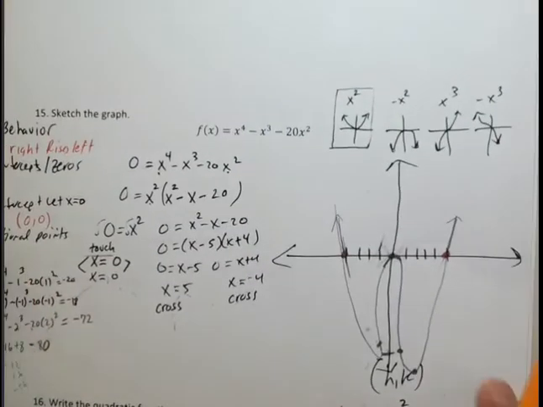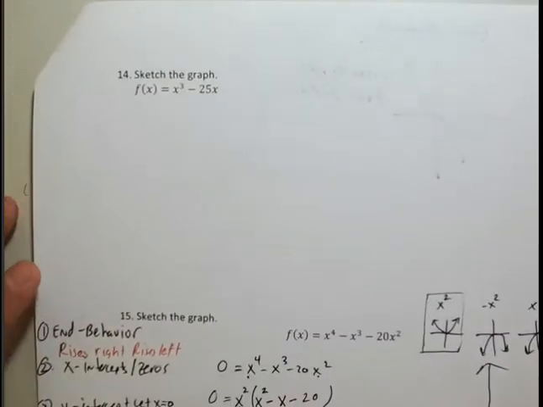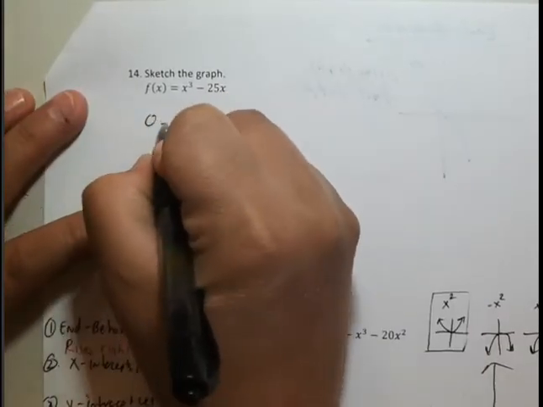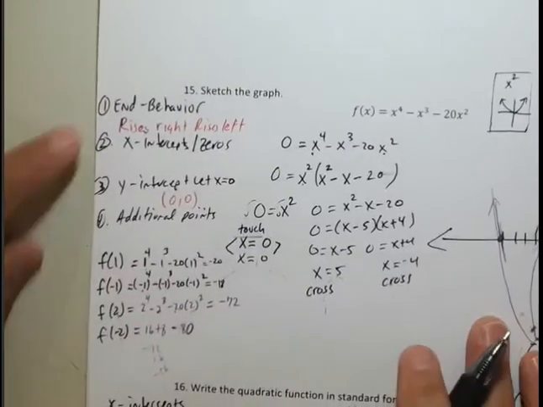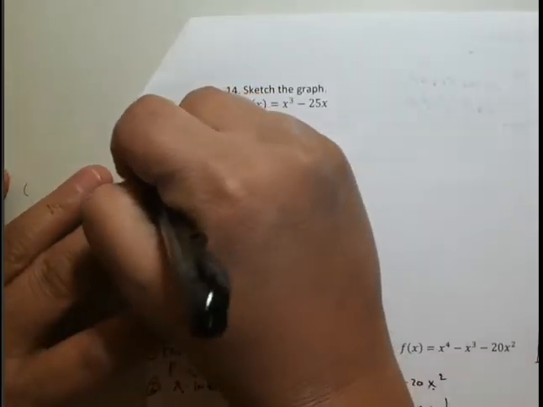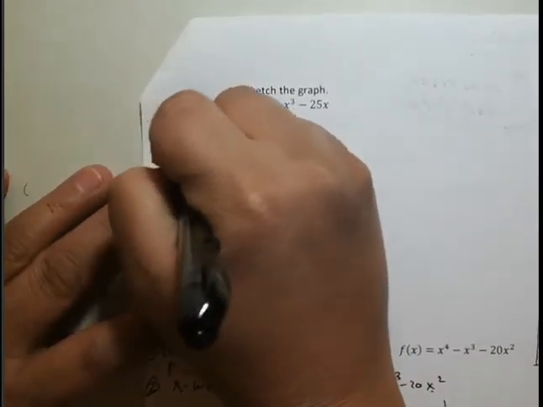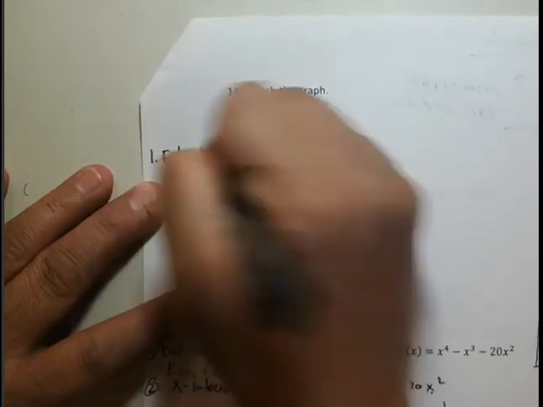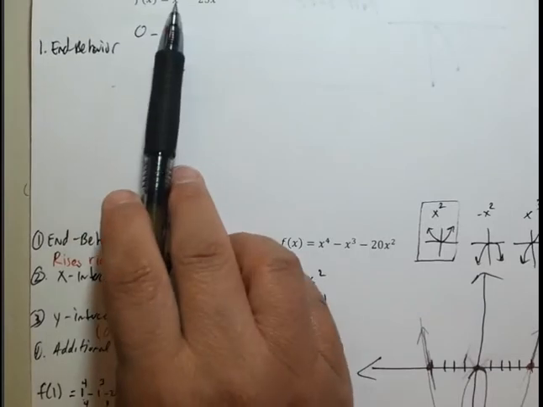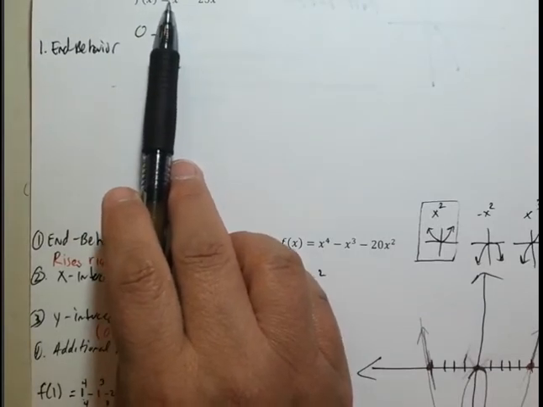All right, so let's go to 14. So same idea, sketch the graph. So we need to find these steps here. Okay, so end behavior. So now you have a degree of 3 with a positive number in the front.